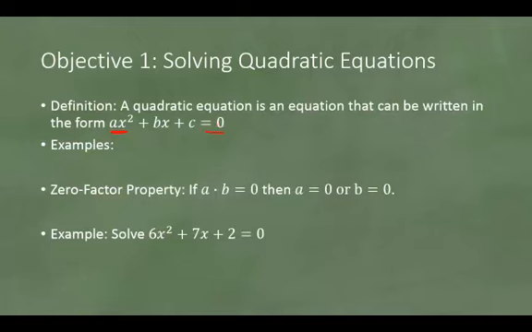As an example, 2x squared plus 3x is equal to 1. That's a quadratic equation because we can write that as 2x squared plus 3x. We could subtract 1 from both sides, which would give us minus 1 is equal to 0. So in this case, our a would be 2, our b would be 3, and our c, you have to be careful here, would be -1.